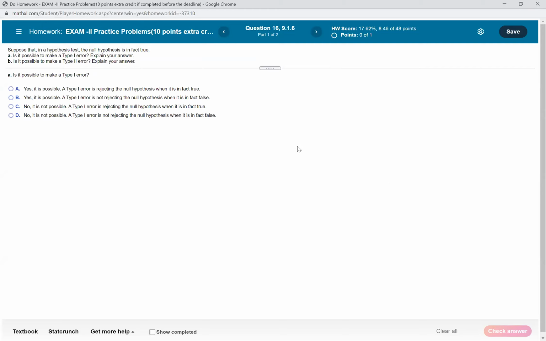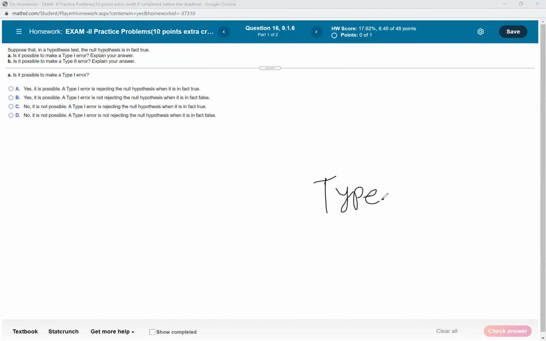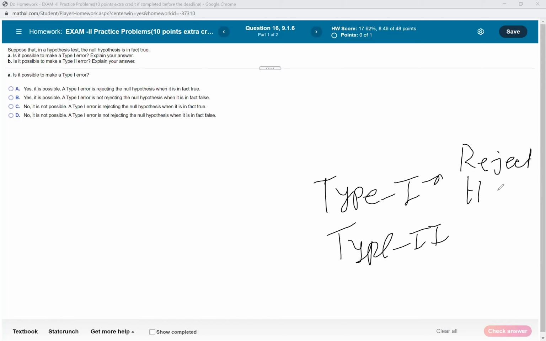Okay, suppose that in a hypothesis test, the null hypothesis is in fact true. So we can make two types of error when we perform a hypothesis test. We can make either type 1 error or type 2 error. Okay, so type 1 error is reject null when in fact null is true, and type 2 error is fail to reject null when in fact null is false.